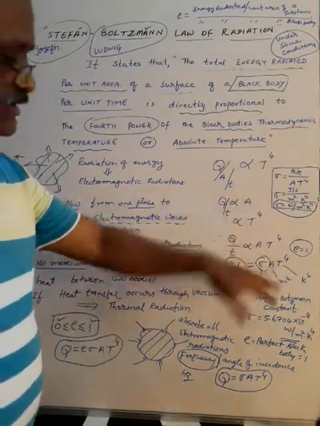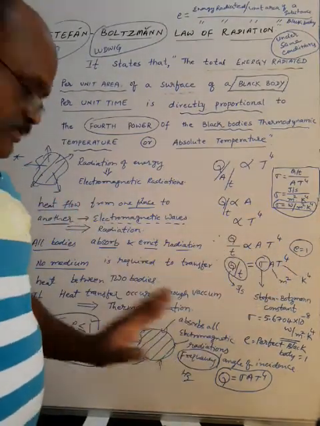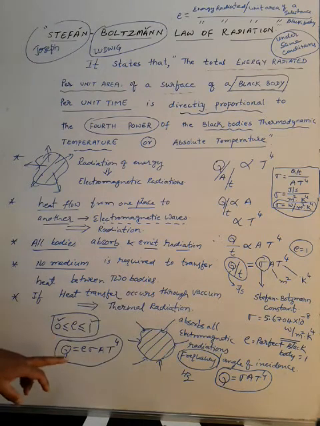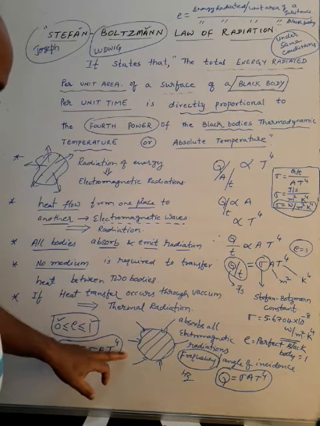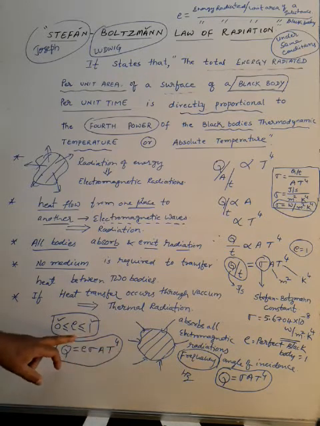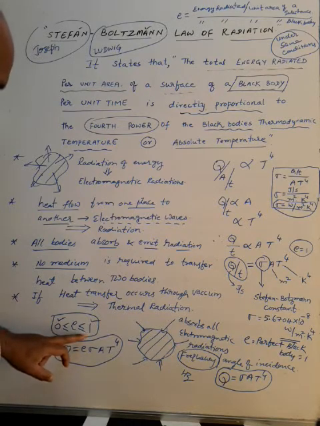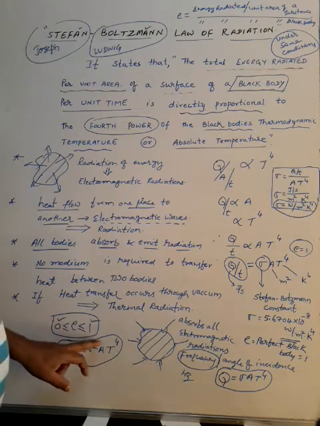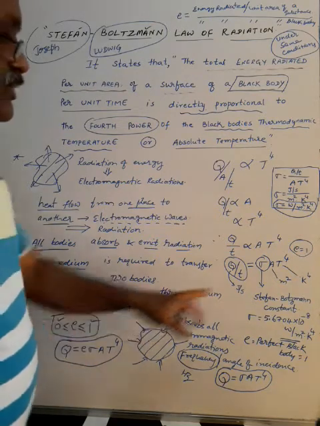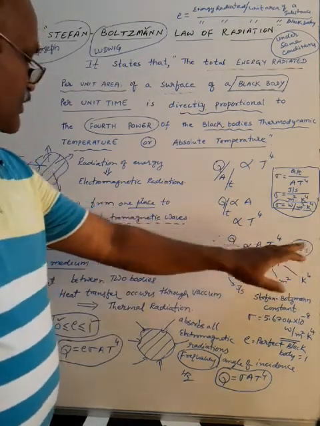For all other bodies other than a black body, the equation becomes Q equal to E sigma A T power 4, where emissivity lies between 0 and 1. So emissivity is greater than or equal to 0 and less than or equal to 1 for all other substances or bodies. For a black body, emissivity is equal to 1.